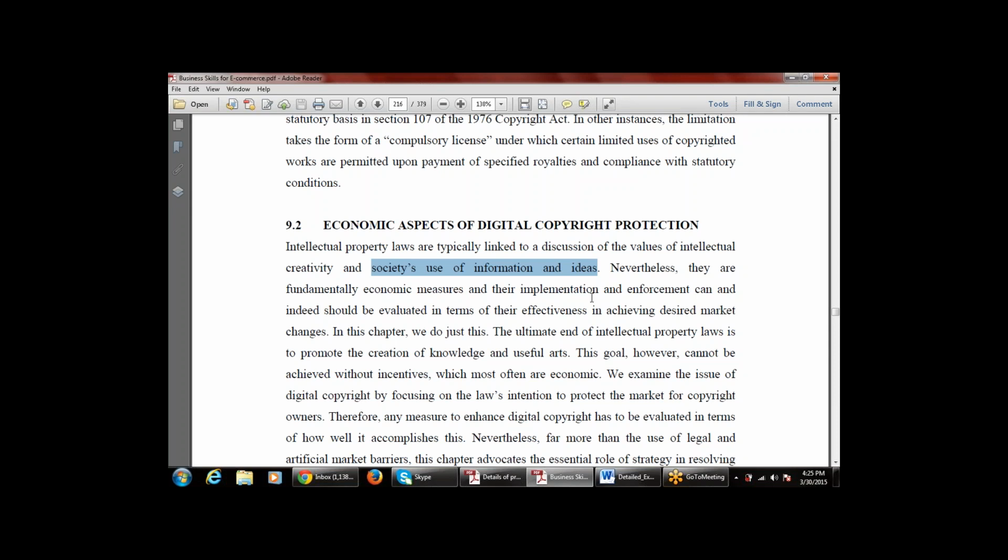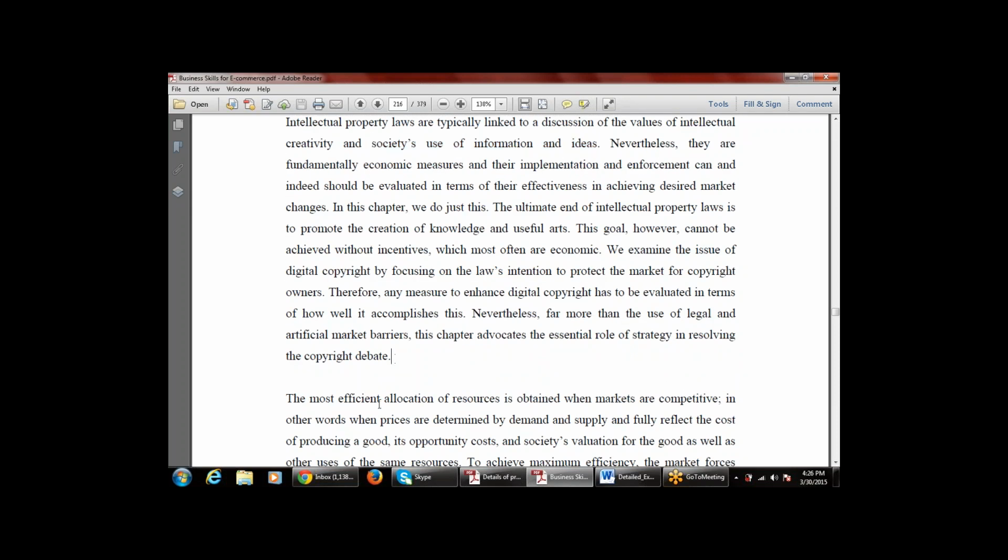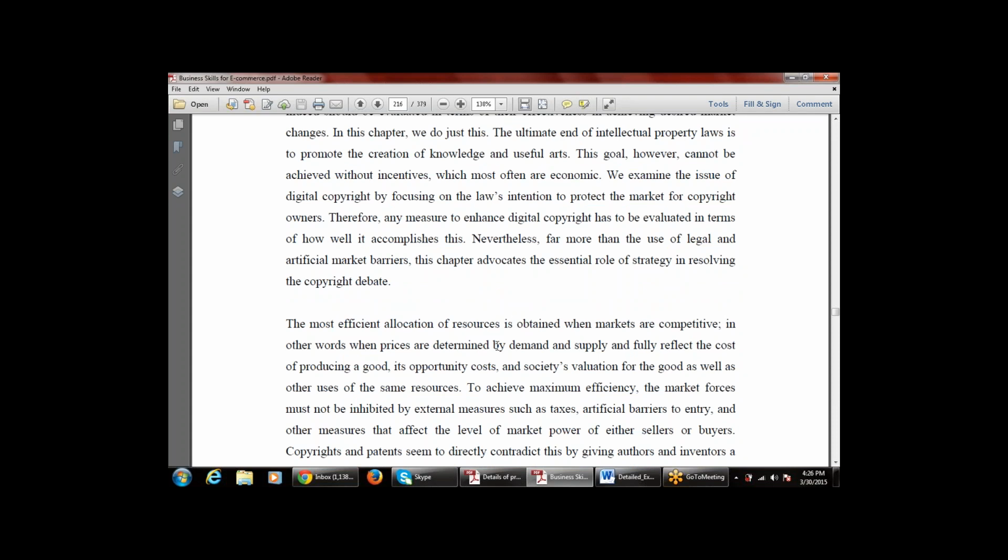Nevertheless, far more than the use of legal and artificial market barriers, this chapter advocates the essential role of strategy in resolving the copyright debate. The most efficient allocation of resources is obtained when markets are competitive with each other. So whenever there is competition in the market, that is the most efficient allocation of resources.